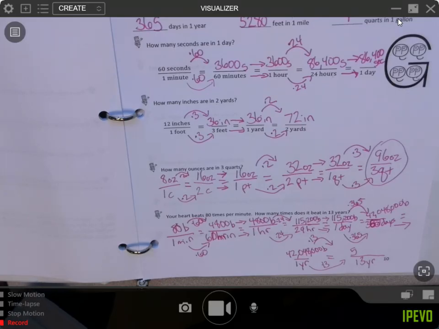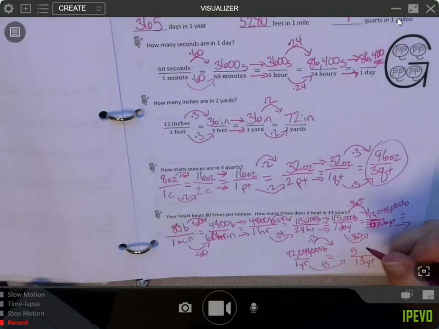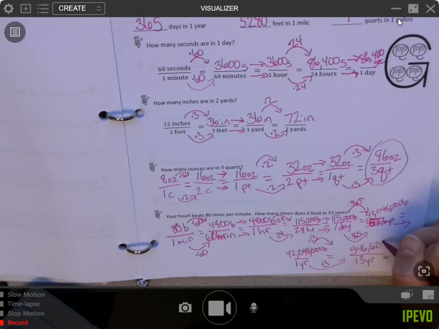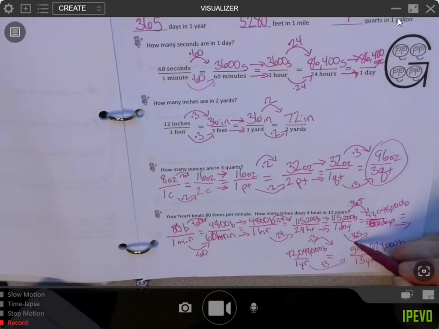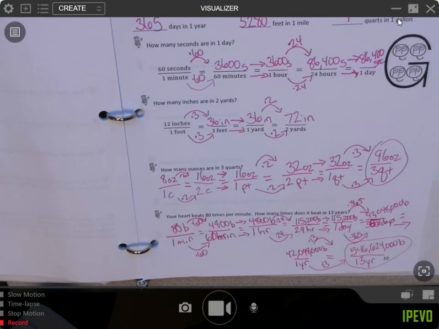Graham, what did you get? 546,624,000. That is the number that I got. So I'm thinking that you put that first number in incorrectly, Luke. Luke, did you try it a second time? Did you get the correct answer this time? Okay. So sometimes we're getting these crazy big numbers, right? 546,624,000 beats in 13 years. That is a lot of heartbeats. Whew.